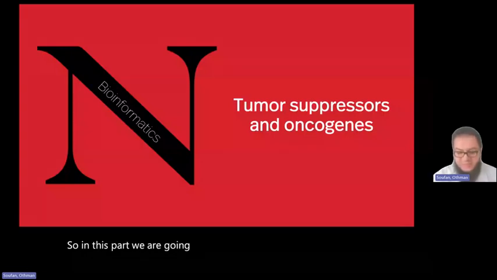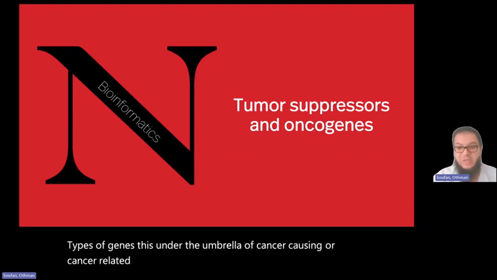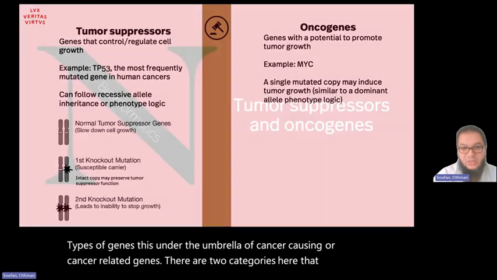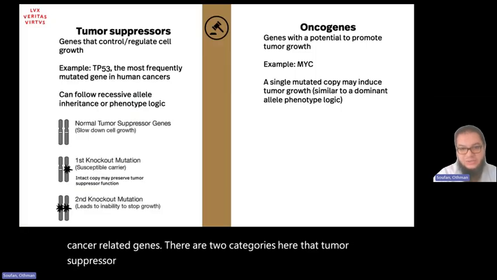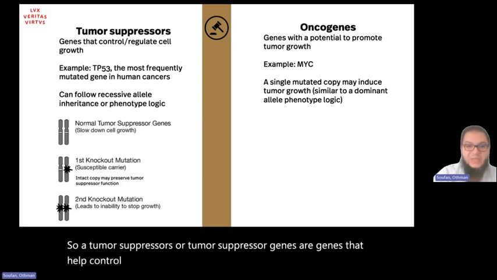So in this part, we are going to discuss types of genes, under the umbrella of cancer causing or cancer related genes. There are two categories here, the tumor suppressor genes and oncogenes. Tumor suppressor genes are genes that help control and regulate cell growth.